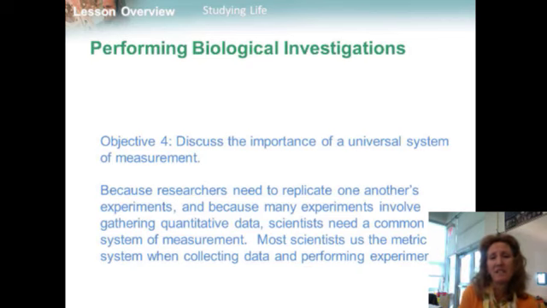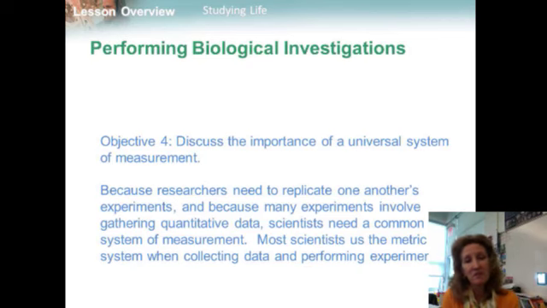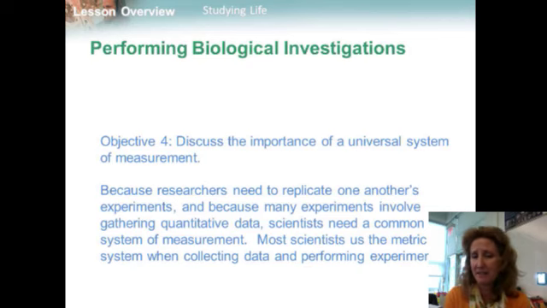And our last objective today is to discuss the importance of the universal system of measurement. And we'll be practicing this in class. Because researchers need to replicate one another's experiments, and because many experiments involve gathering quantitative data, scientists need a common system of measurement. Most scientists use the metric system when collecting and performing experiments. The metric system is a decimal system of measurements whose units are based on certain physical standards and are scaled on multiples of 10.